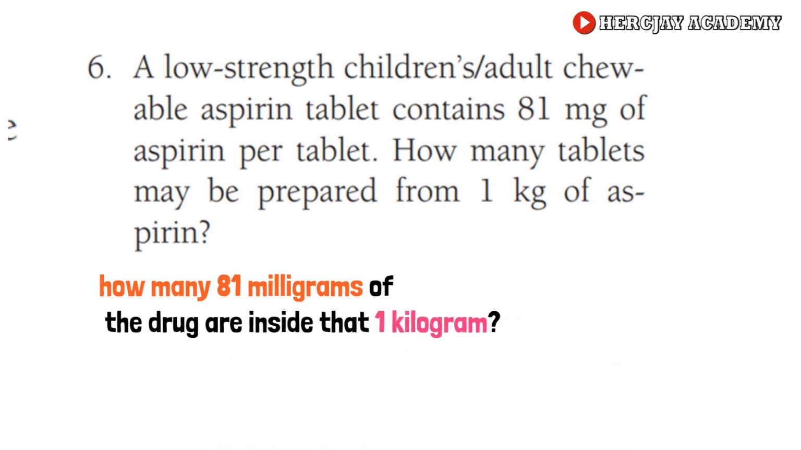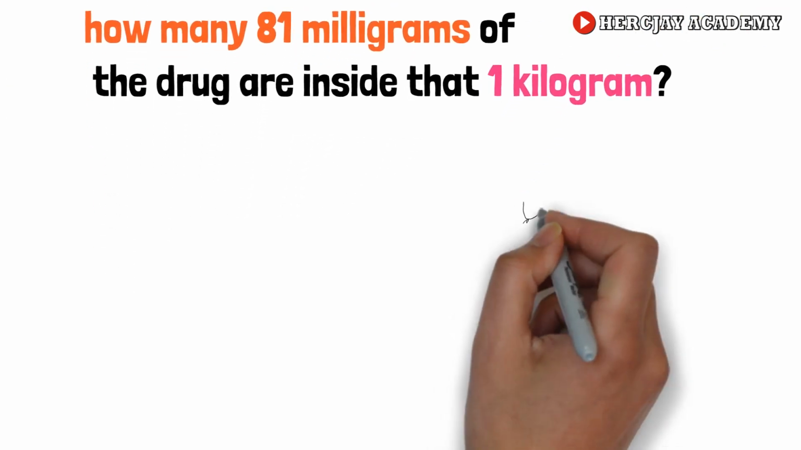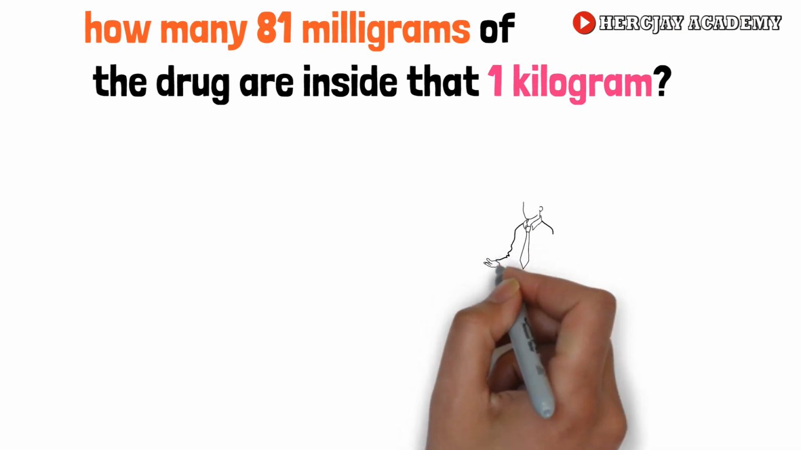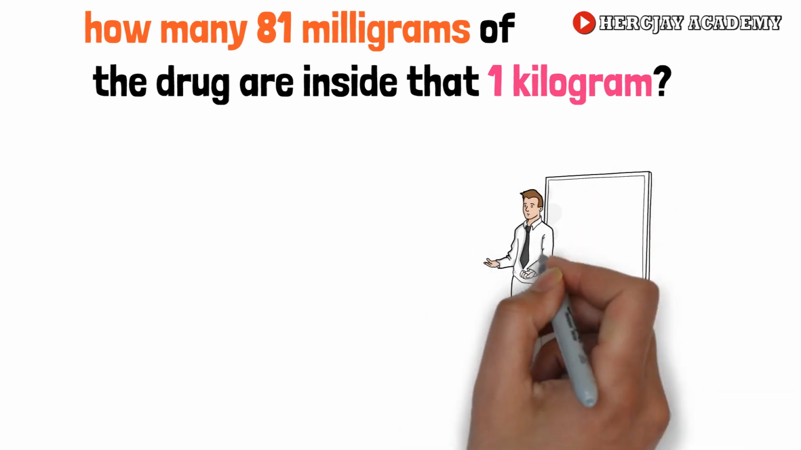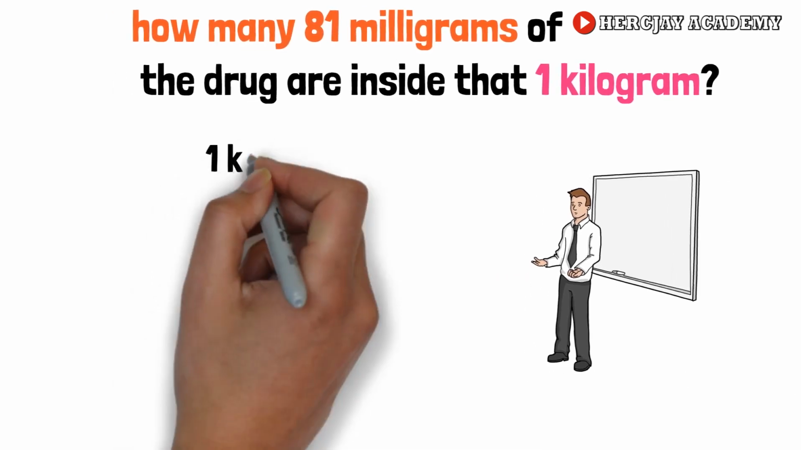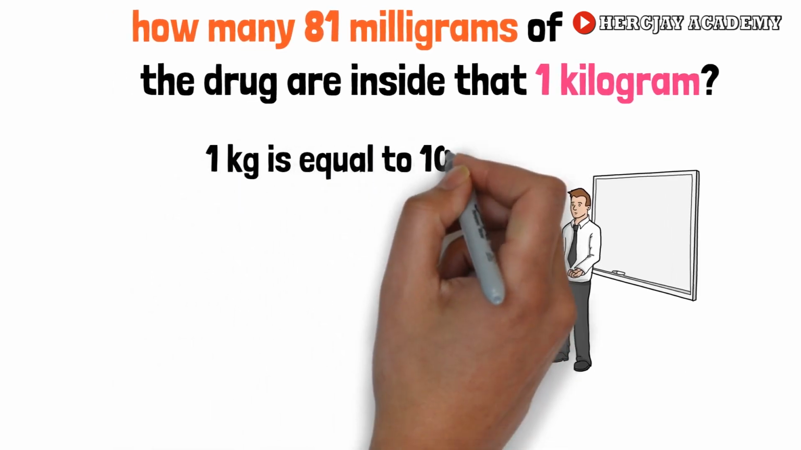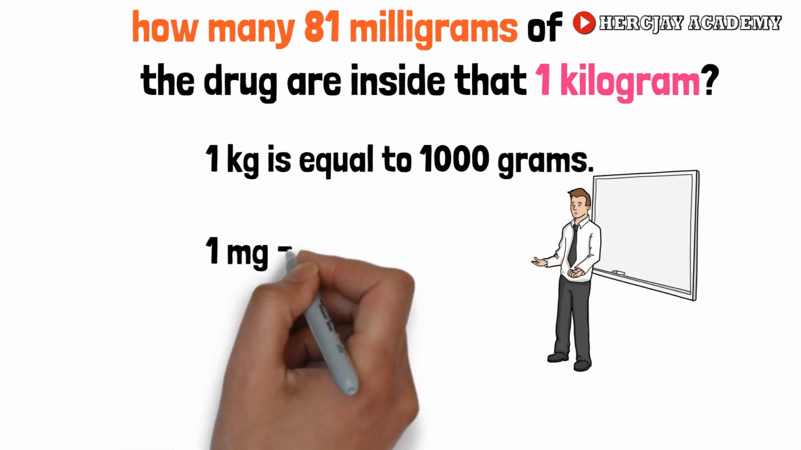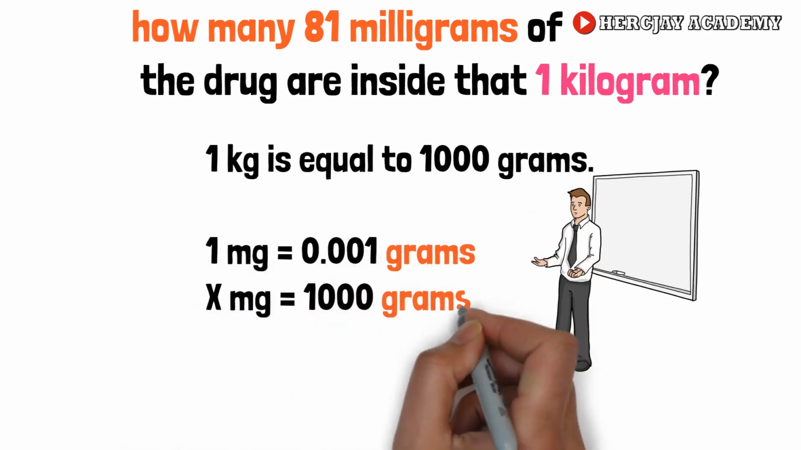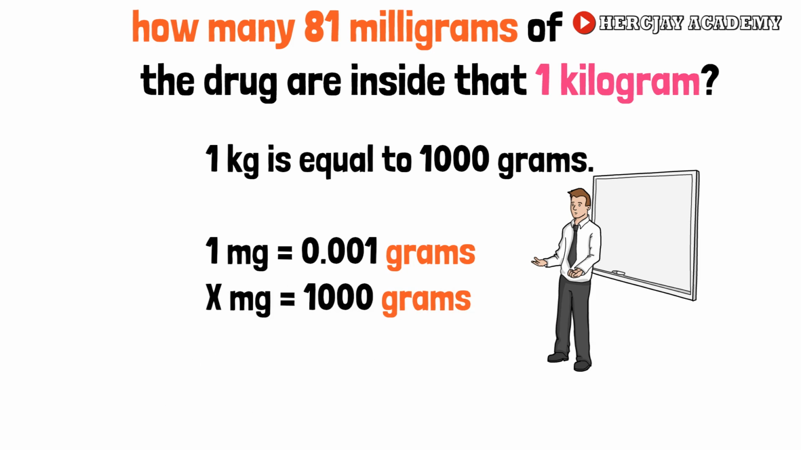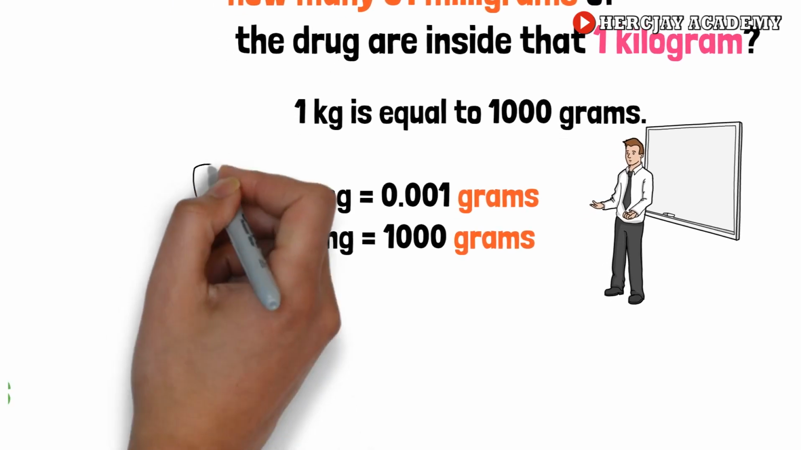Let us convert 1 kg to milligrams, then divide it by 81 mg to know what our final answer would be. To make things clearer, we will first convert 1 kg to grams, then convert our answer in grams to milligrams. As we already know, 1 kg is equal to 1000 grams. Now, to convert this to milligrams, we know that 1 milligram is equal to 0.001 grams. Hence, x milligrams will be equal to 1000 grams.